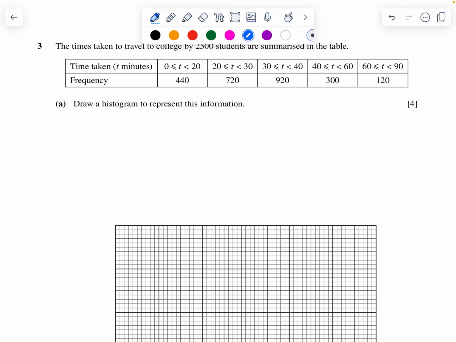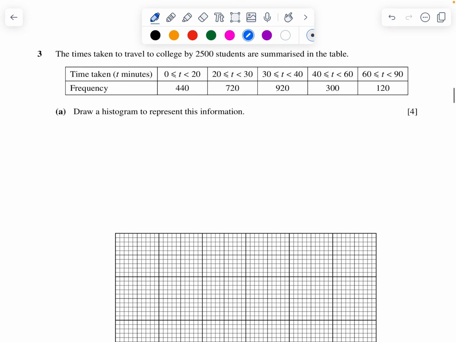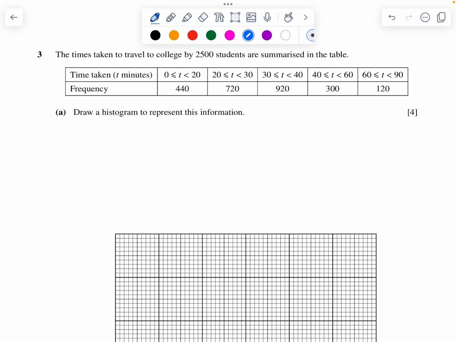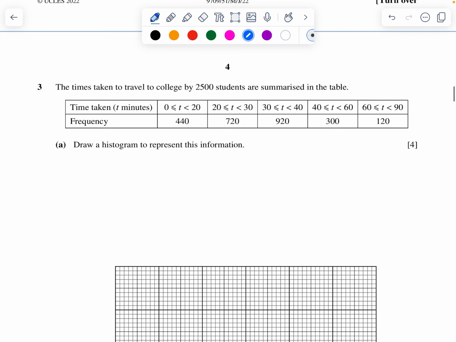Question number 3. The times taken to travel to college by 2,500 students are summarized below. Draw the histogram for this. So, first of all, we have to calculate the frequency density. For calculating the frequency density, we will be calculating the class width.